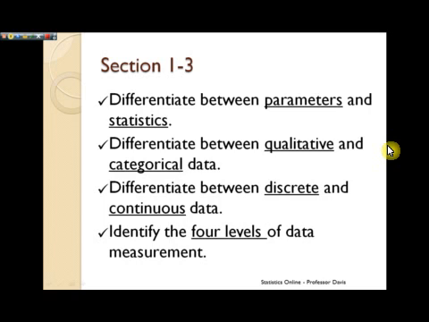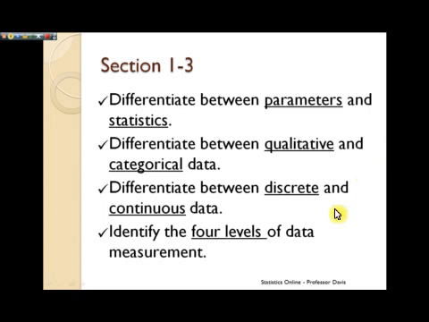Also, there's different kinds of data, so we want to be able to differentiate between qualitative and categorical data, and there's some exercises there for you to look at for that. And also the difference between discrete and continuous data. That's important for us to know, particularly when we get to looking at probability. And then one of the main things in this section is to be able to identify the four different levels of data measurement. There are four different levels, and so they're defined, and then like I said, there's some exercises where you identify each data item in terms of those four levels.